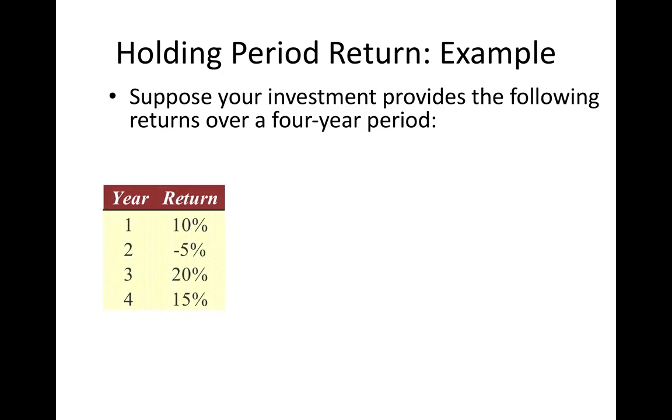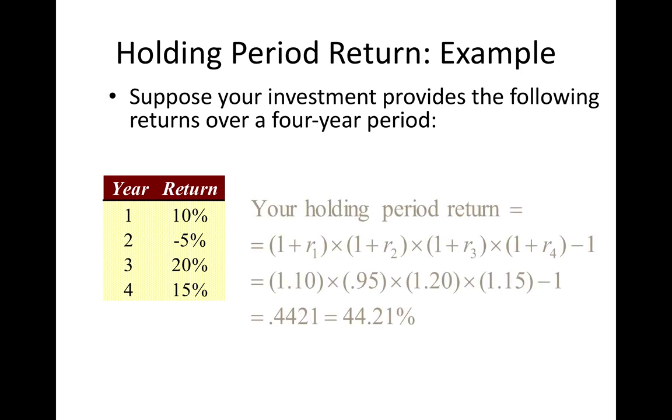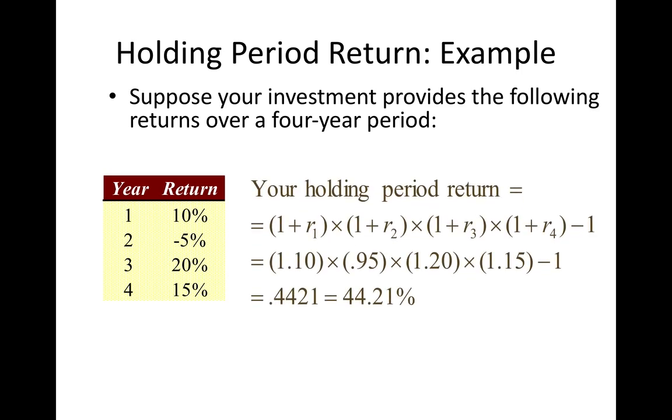So take an example here. We have an investment that returns 10% in year 1, negative 5% in year 2, 20% in year 3, and 15% in year 4. Your holding period return therefore will be 1 plus the rates of return for each of the years. So once you multiply those, then you take less the 1, and that brings us in this case to a holding period return of 44.21.